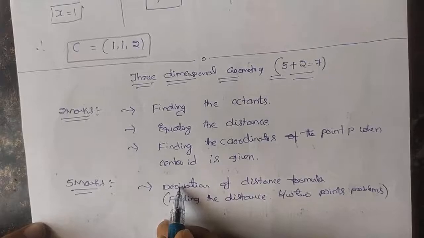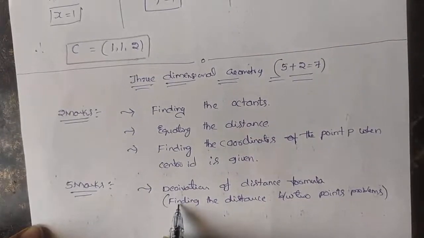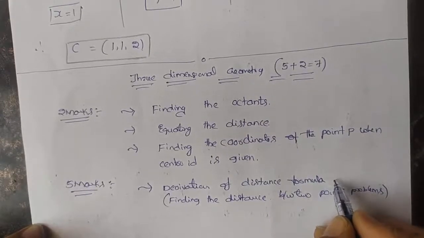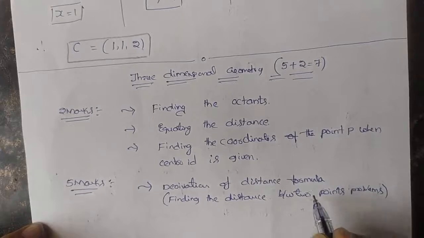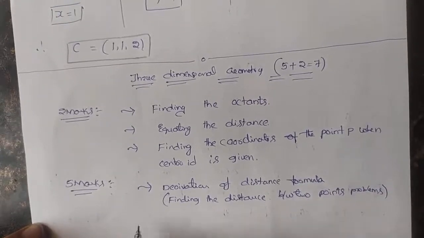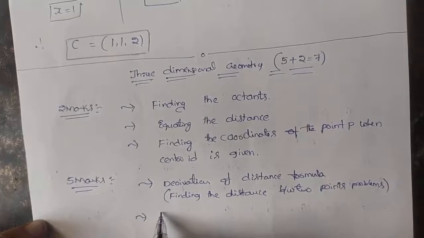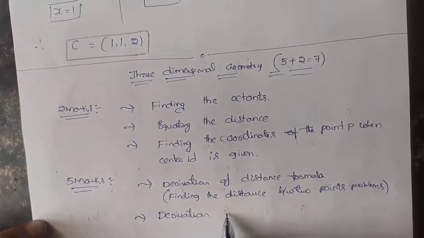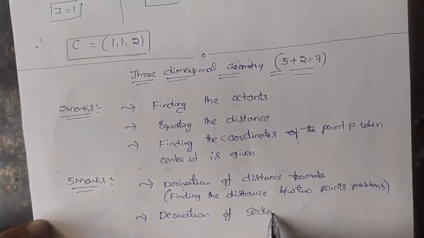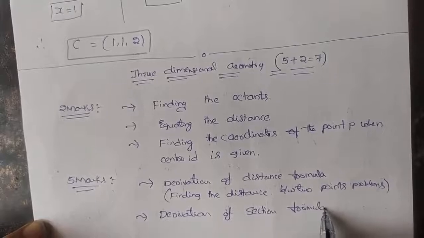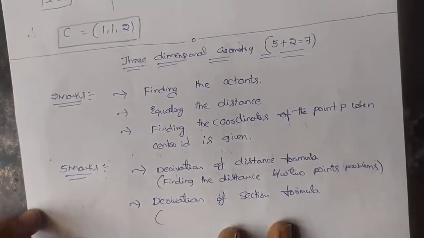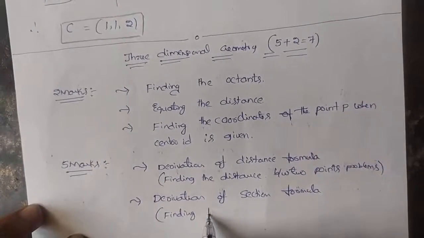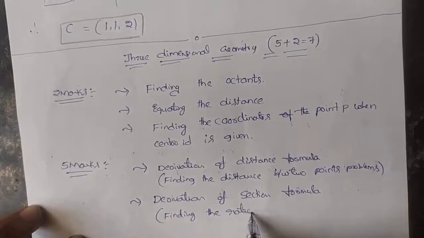Hence, this question will carry 4, this question will carry 1. Maybe he will ask complete derivation for 5 marks. Maybe they will ask one derivation along with a problem. Second preference will be section formula. Derivation of section formula. Here also same. There will be a sub question, finding the ratio problems.